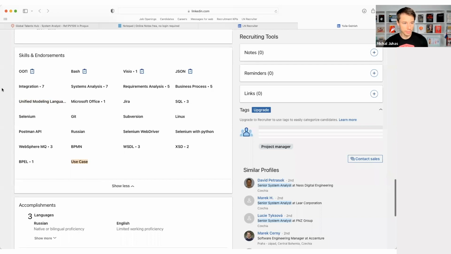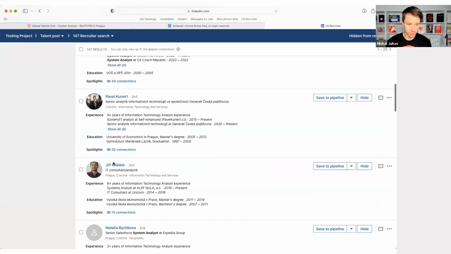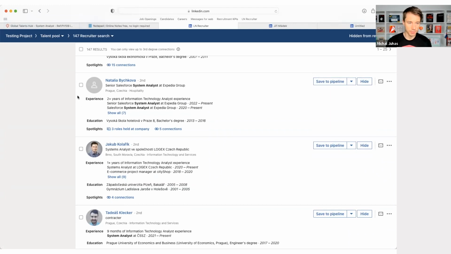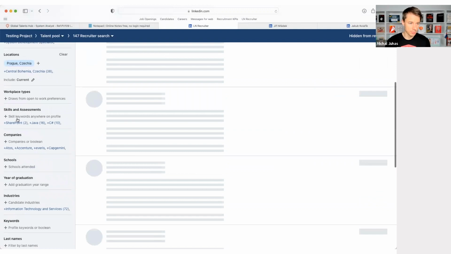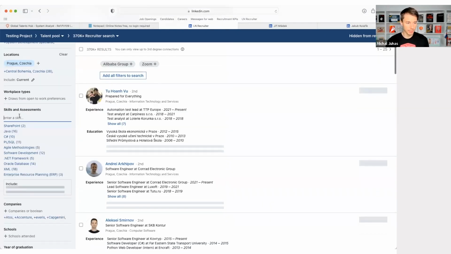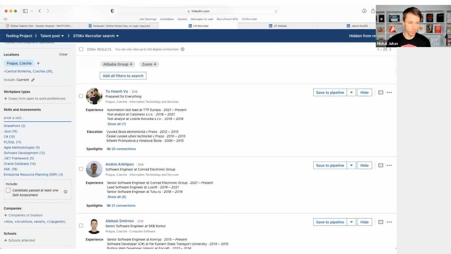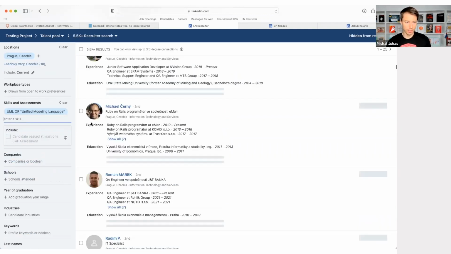And then once we have these keywords, we can just go back to the search. I'll open up one more, systems analyst. And then we can just clear the job title and try some of these skills. So how about I enter the BPMN or system analysis, use case, or UML. Let's try UML or Unified Modeling Language. Now we get 5,500 people.